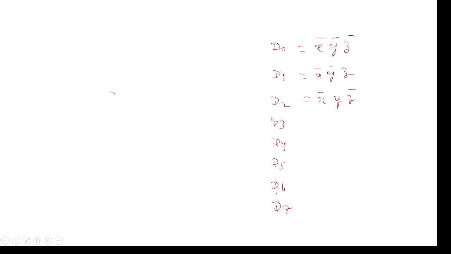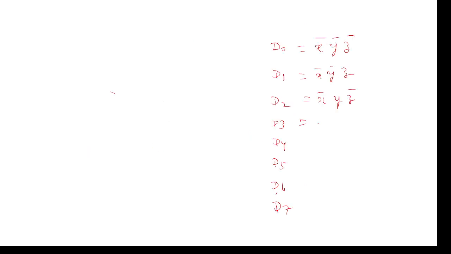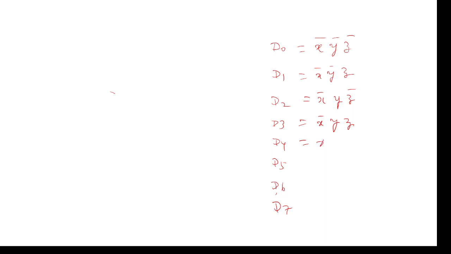Coming to D3, you can see 0, 1, 1. 0, 1, 1 means X bar, 1, 1 means Y and Z. Similarly, we can go with D4, which means 1, 0, 0. 1, 0, 0 means X, Y bar, Z bar.